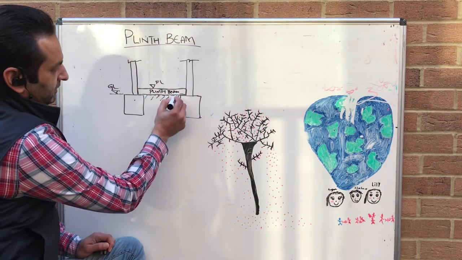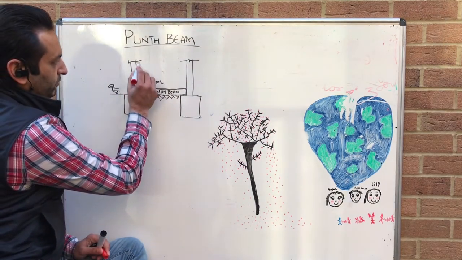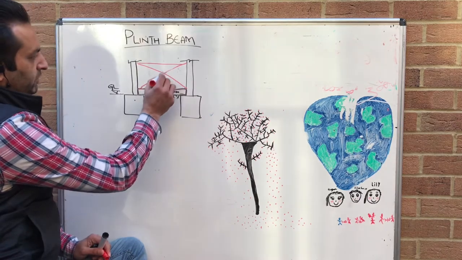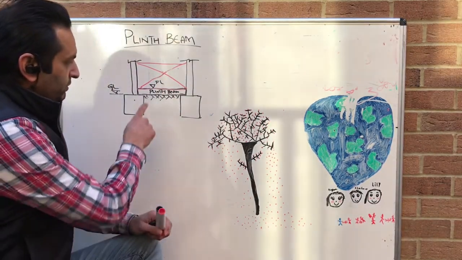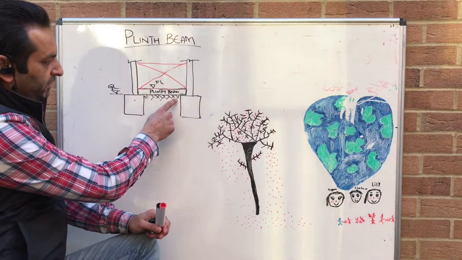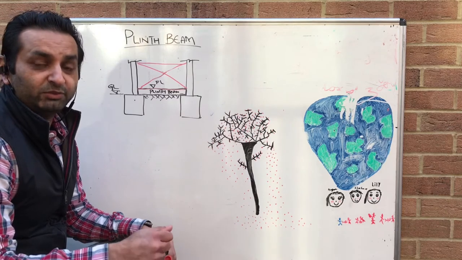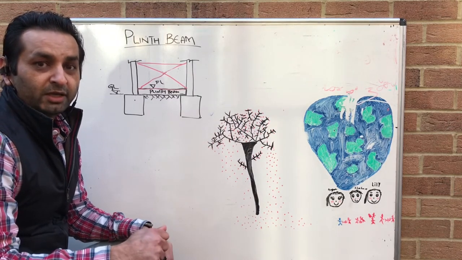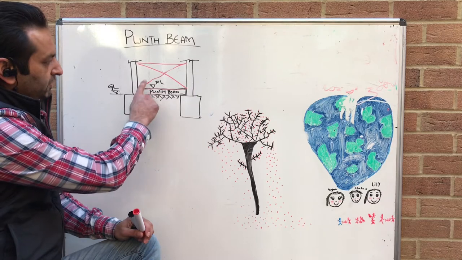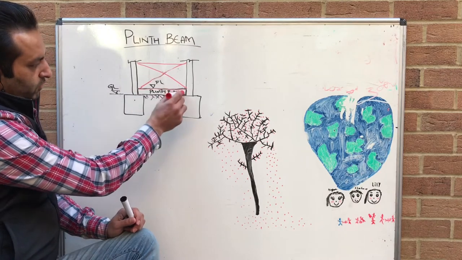This is the ground. The wall sits on top of the plinth beam, so the wall goes in between the columns. So by definition, the plinth beam is a reinforced concrete beam that goes between the foundation and the wall. If it's a competent strata, we could do away with the foundation and compact the material, with type one or compacted material, instead of a foundation. The plinth beam goes on top of the foundation, and the wall itself goes on top of it. So it's a link between the foundation and the wall. That's the plinth beam.